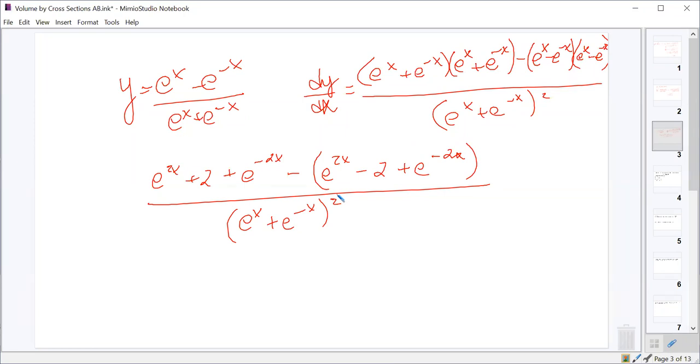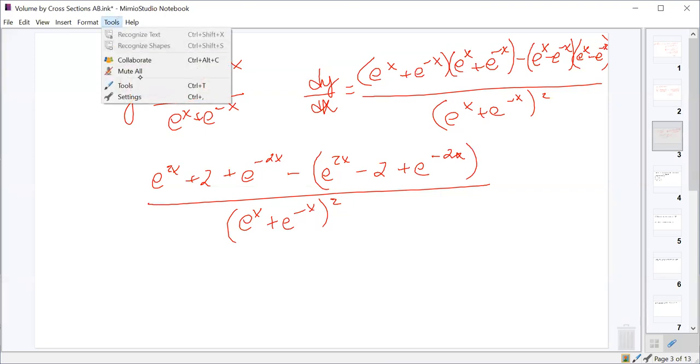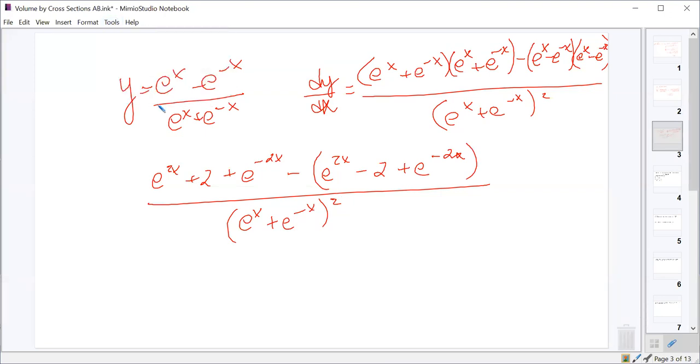Okay. And then from there, simplification should be pretty straightforward. The e to the 2x and the minus e to the 2x cancel. The e to the negative 2x and the minus e to the negative 2x cancel. 2 minus the negative 2 gives you 4. And e to the x plus e to the negative x squared, which looks like that one is, what is that choice? D.